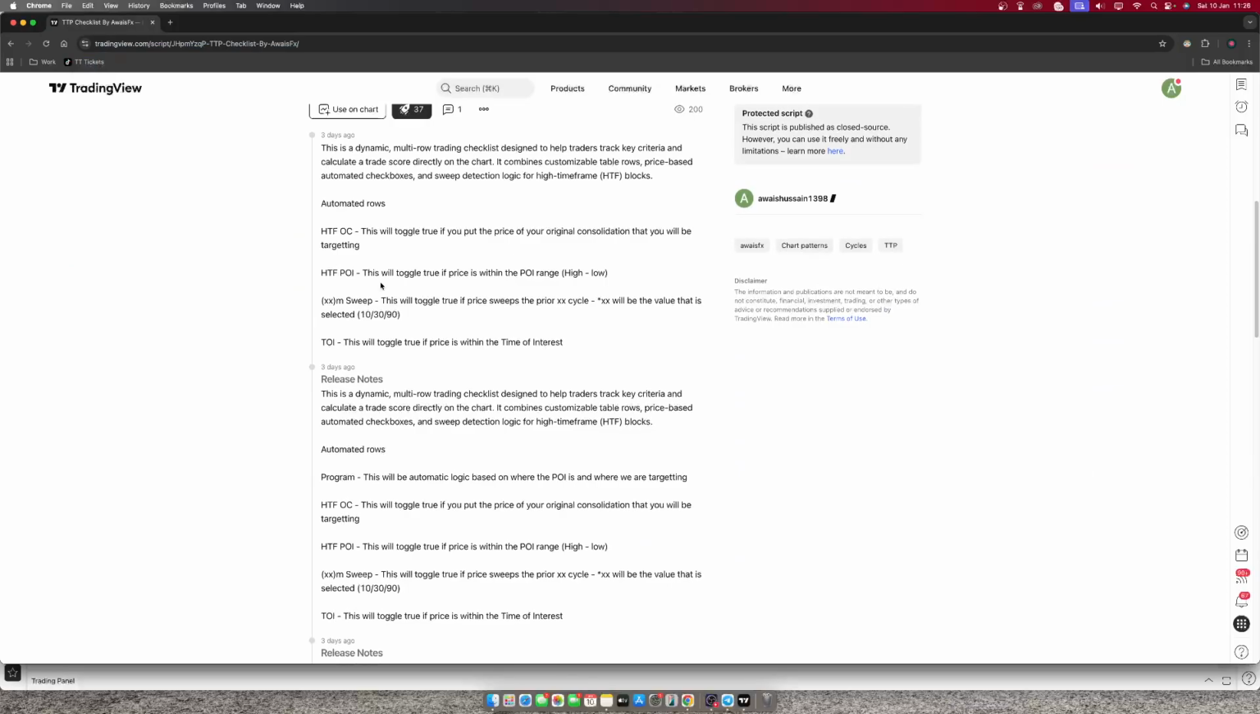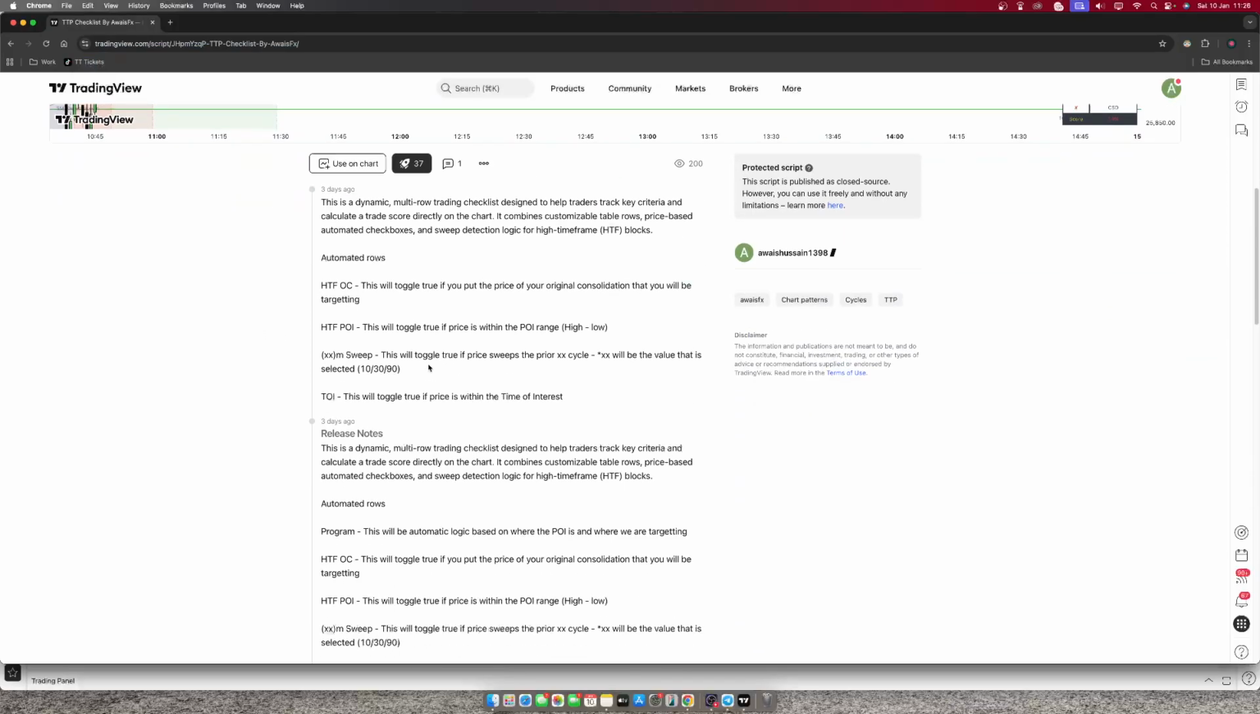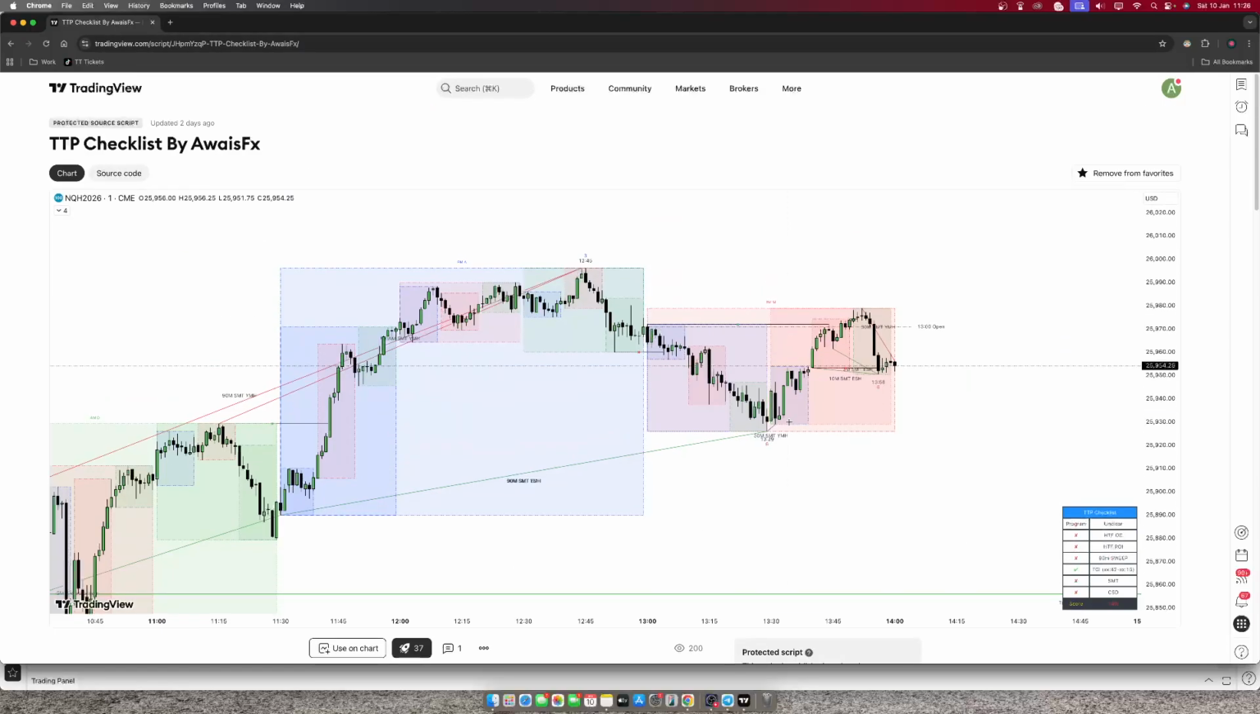I only really started working on it 3 days ago, and we've got some decent turnout, people forwarding it. But yeah, just keep an eye out. Whenever I release an update, I'll put a release note here saying that, okay, like in this one, you added the ability to view the price cycle highs and lows. This will change as you select the cycle interval, and the updates will be here with what I've updated. This is like an iOS update, pretty much. You guys know about that. But yeah, that's pretty much it.